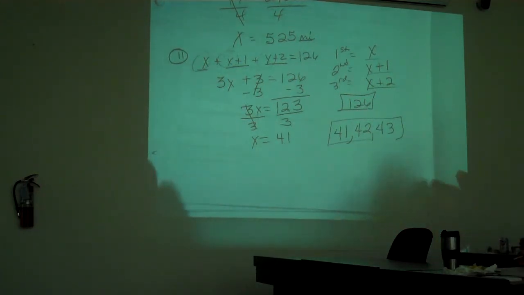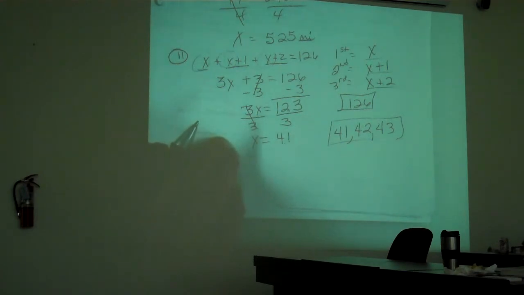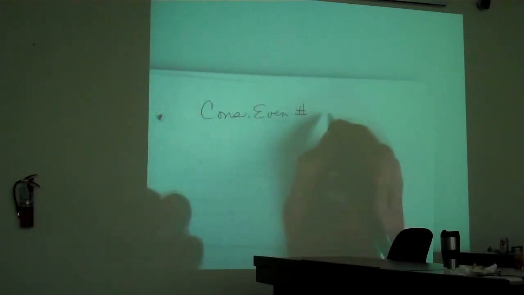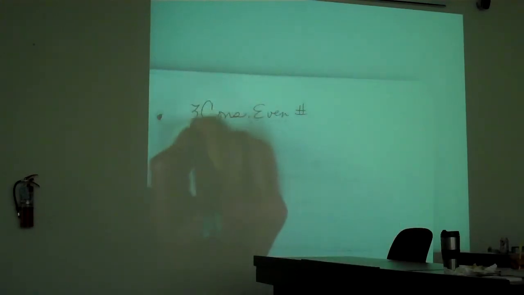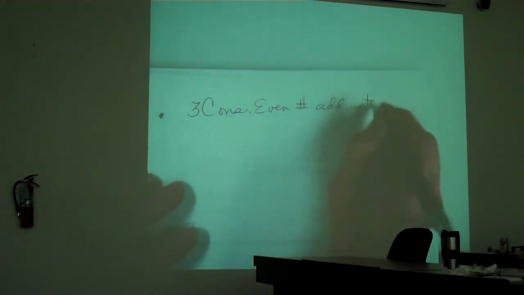Okay, sometimes you have consecutive even numbers or consecutive odd numbers. Let's say you have 3 consecutive even numbers. This one isn't in the book. Consecutive even numbers, and that's 3 of them, okay? That add up to 42.